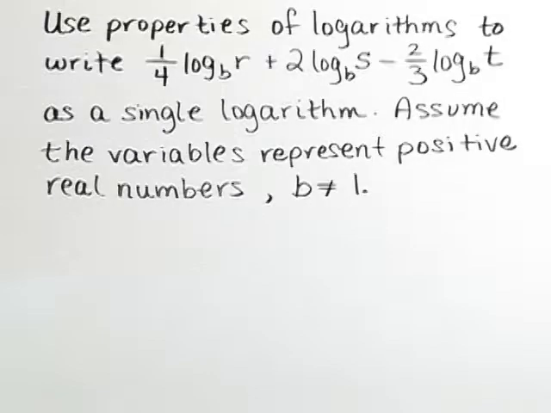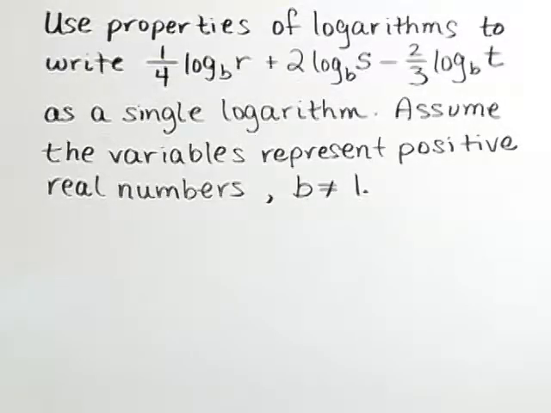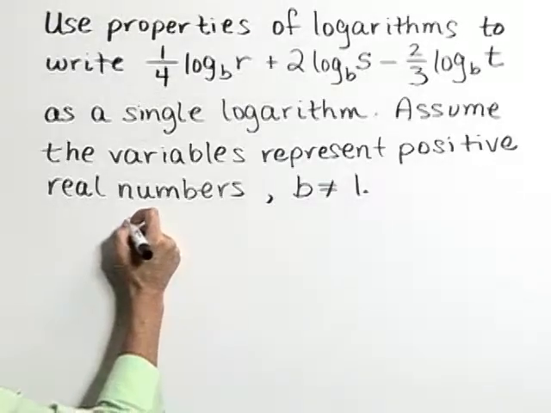Use properties of logarithms to write 1/4 log base b of r plus 2 times log base b of s minus 2/3 log base b of t as a single logarithm. Assume the variables represent positive real numbers with b not equal to 1. I'm just going to rewrite that expression first.